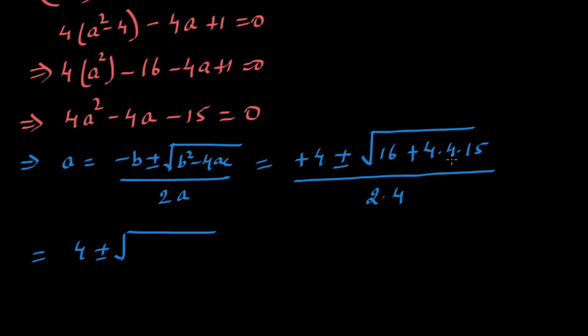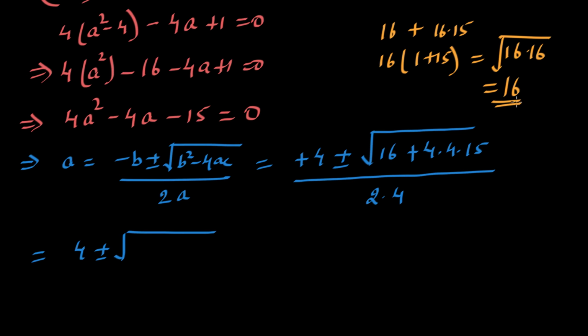16 plus 4 into 4 is 16 into 15, right? So let us solve this first. It is simple, I don't want to make the calculations heavy. So we can take out 16 common. So this becomes 16 times 1 plus 15, and this is nothing but equal to 16 into 16. So under root of 16 into 16 is nothing but 16 itself, because this is 16 whole square, and then divided by 2 into 4.